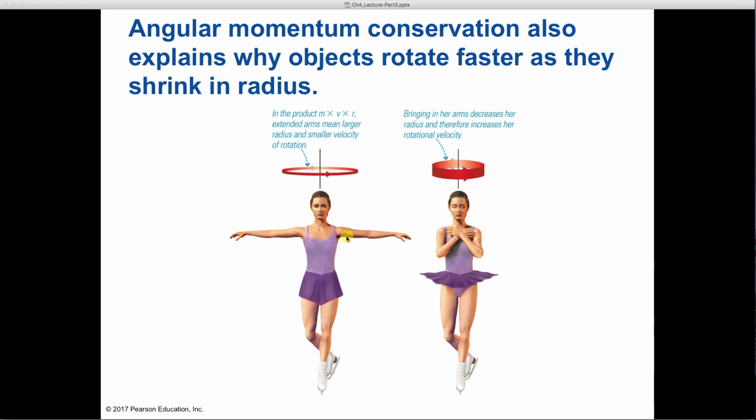So if she starts off with her arms sticking out like this and she gets herself spinning, she establishes a certain amount of angular momentum. And that amount isn't going to change. But if she brings her arm in, she effectively is making the radius smaller. And her mass doesn't change. So her velocity then changes. It's really a rotational velocity that changes. So she speeds up. So as the radius gets smaller, the velocity gets bigger.